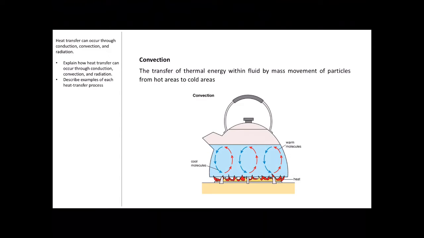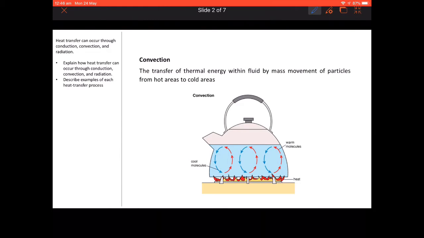So as with conduction, in stage 1 physics you'll need to be able to explain how heat transfer can occur through convection, and you'll need to be able to describe examples of this heat transfer process. So definition first: convection is the transfer of thermal energy within a fluid by mass movement of particles from hot areas to cold areas.